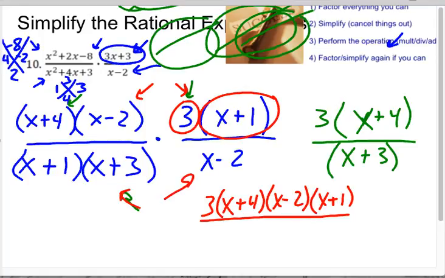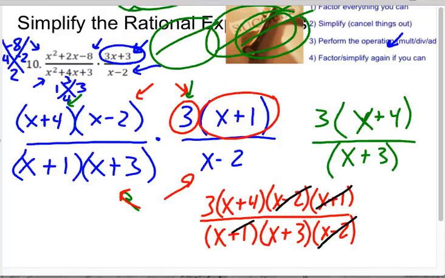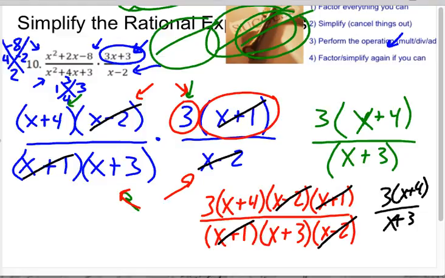This denominator times this denominator, x plus 1 times x plus 3 and x minus 2. But you would still have to cancel out any common factors. So you'd still cancel out the x minus 2's, you'd still cancel out the x plus 1's. You're still going to be left with the 3 times x plus 4 all over x plus 3. So that's why we cancel them out right away after we get everything factored, and then just multiply across and leave our answer in factored form.